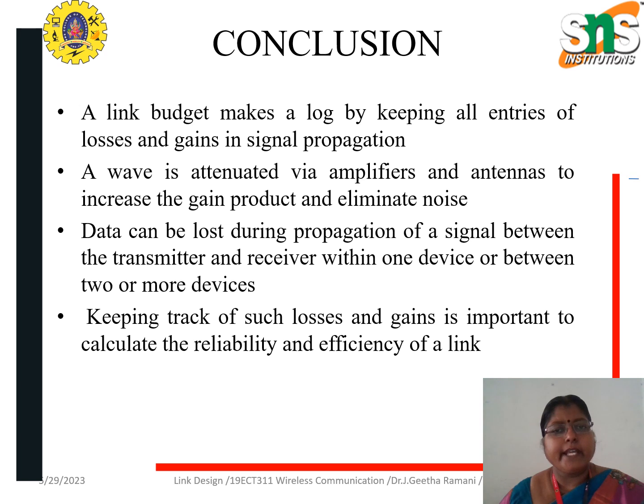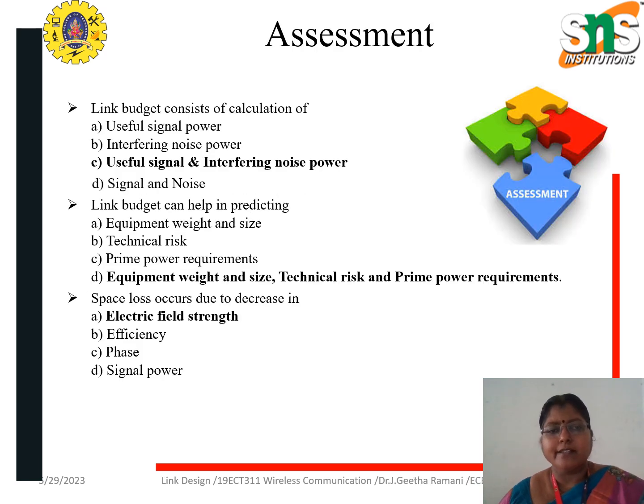So this link budget makes a log by keeping all entries of losses and gains in a single signal propagation. A wave is attenuated, and amplifiers and antennas are used to increase the gain and also try to eliminate the noise. And data may be lost during the propagation of a signal between your transmitter and the receiver within one device or between two or more devices. So keeping track of such losses and gains is important to calculate the reliability and efficiency of the link. So with that we close this video. You might have got some idea about what is link budget.